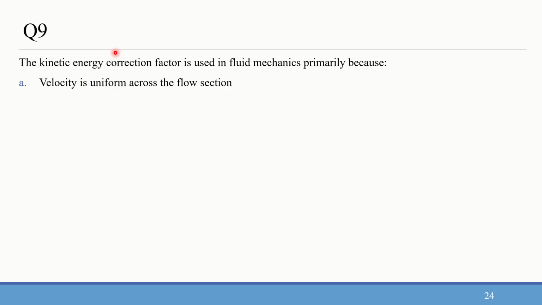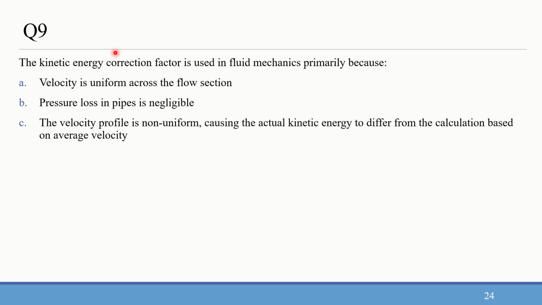Option A, velocity is uniform across the flow section. Option B, pressure loss in pipes is negligible. Option C, velocity profile is non-uniform, causing the actual kinetic energy to differ from the calculation based on average velocity. And option D, density of the fluid changes with velocity.